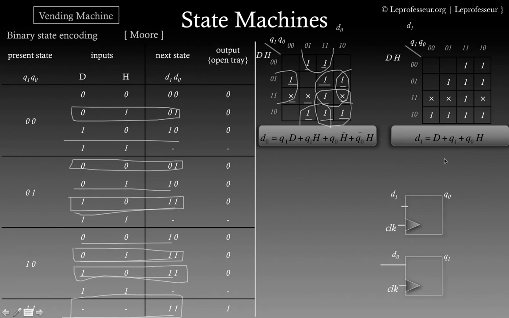Okay. Now the output is very simple. We have an output in only one row, the very end row, and what it is saying is that we are in state 1 1, and we just need to output 1. So it was very simple. At open tray, when you are in state 1 1, 1 1 means Q0 and Q1 bits both are 1. Okay.